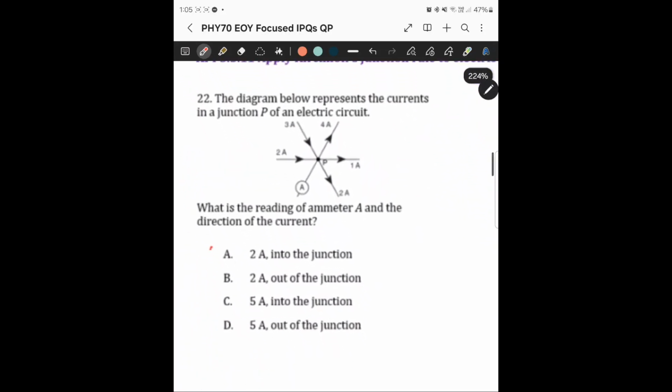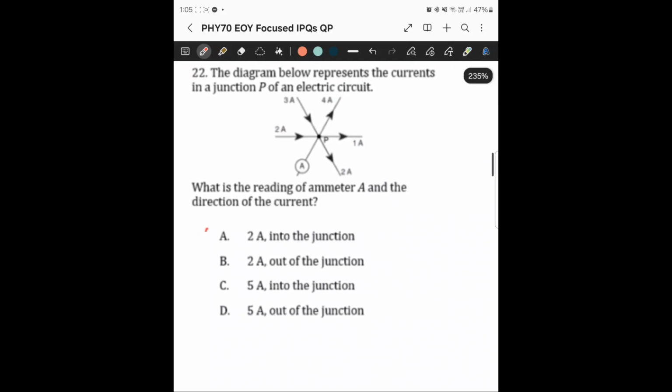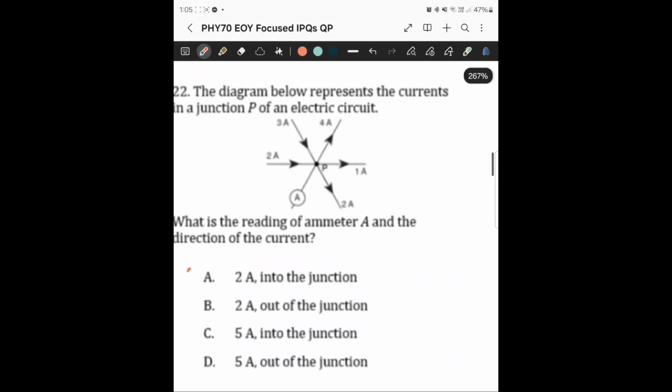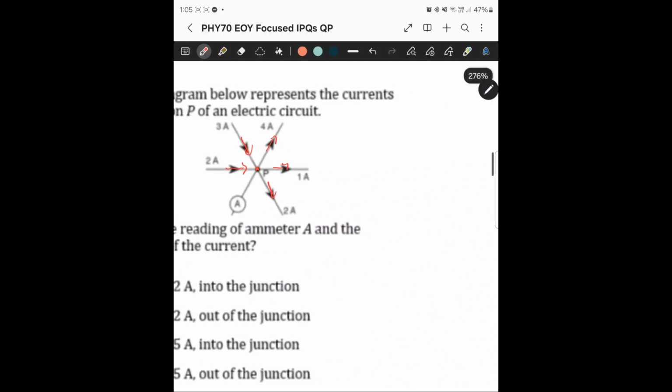So which is the reading of the ammeter A and the direction of the current? Okay, so let's see what we have here. We have a junction. We have 3 coming in, 2 coming in, but then we have 4 coming out, 1 coming out, and 2 coming out. So let's see how much is in, first of all. This is Kirchhoff's law. So in we have how much? 2 plus 3. What is that? 2 plus 3 is 5 amps.